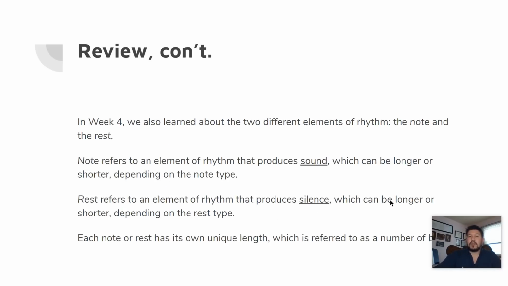In week 4, we also learned about 2 different elements of rhythm, the note and the rest. So we've got those 2 right there, everybody. The note, please remember, refers to the element of rhythm that produces sound. Notes are the things that you hear. It can be longer or shorter depending on the note type. The rest refers to an element of rhythm that produces silence. So if note is sound, the rest must then be silence. It can also be longer or shorter, depending again on the rest type. Each note or rest has its own unique length, which is referred to as a number of beats.